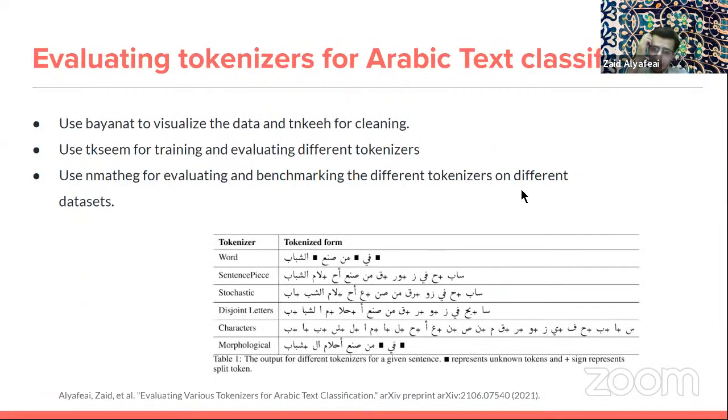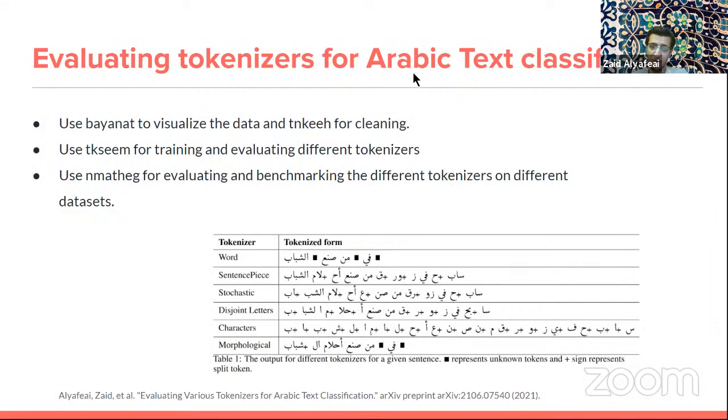So another research that we have done is that we want to see how effective the type of tokenizer is that we use for a morphologically rich language like Arabic. So the basic idea is that we want to use our tools and the different tokenizers that we created, and we want to compare them and see if they matter in terms of the different datasets that we use.